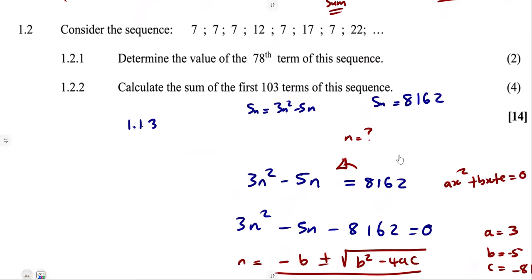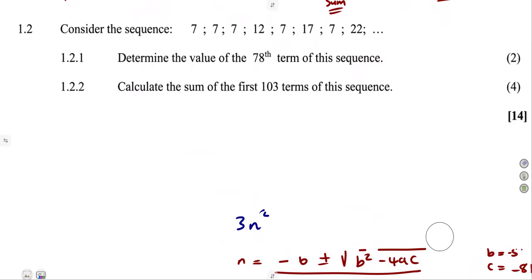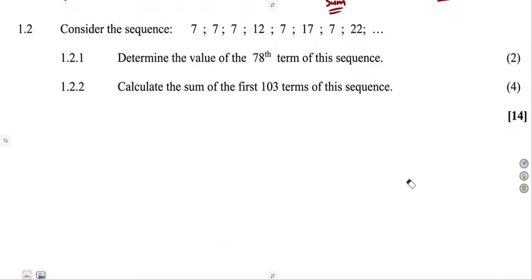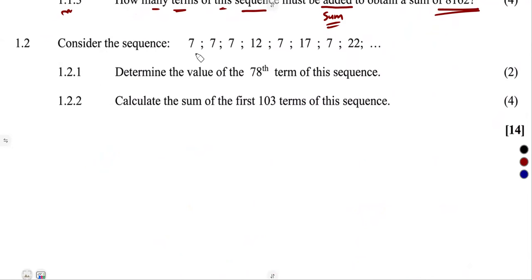All right, moving on to 1.2, where you are given this sequence to consider. Let us see what type of sequence it is. Looking into this, we can figure out something unusual: the 7, 7, 7 repeating, then 7. That 7 that we are seeing there shows that it is actually a combined sequence. Let's check properly.